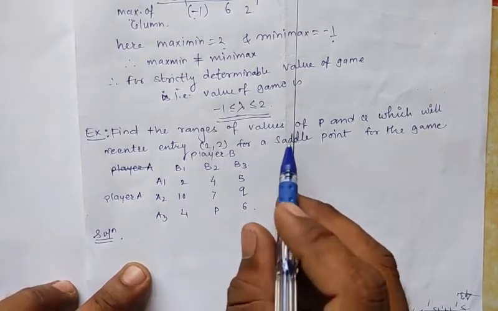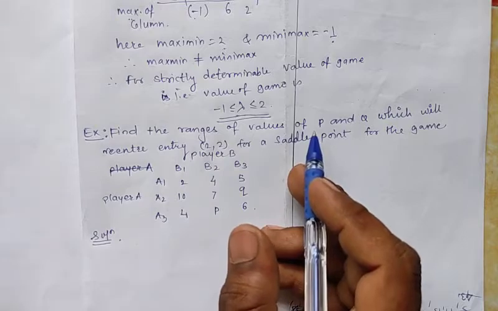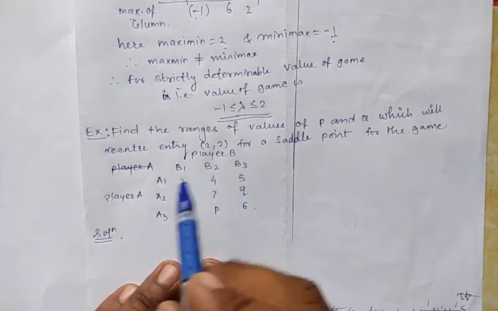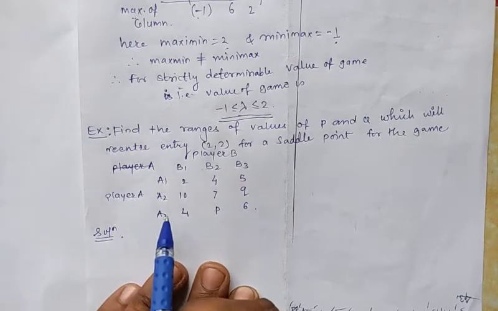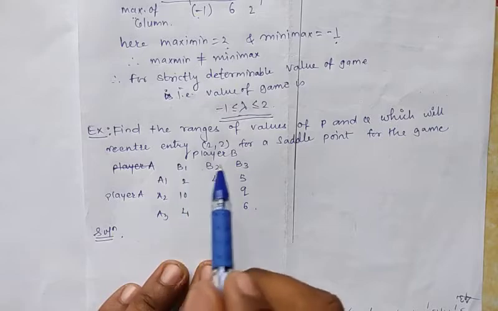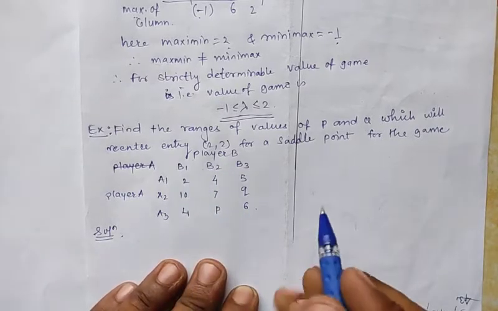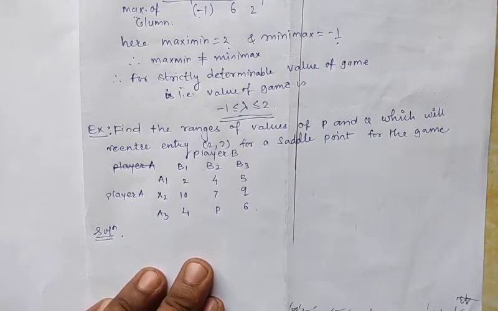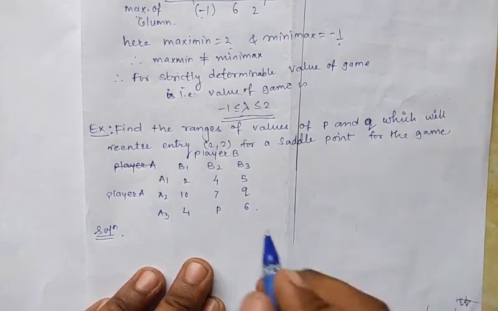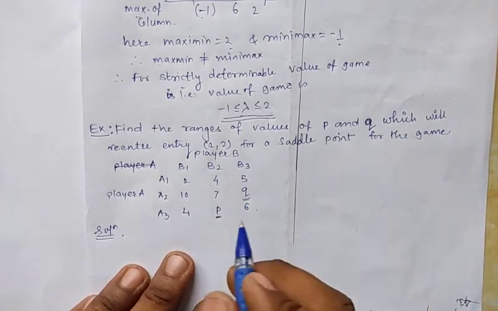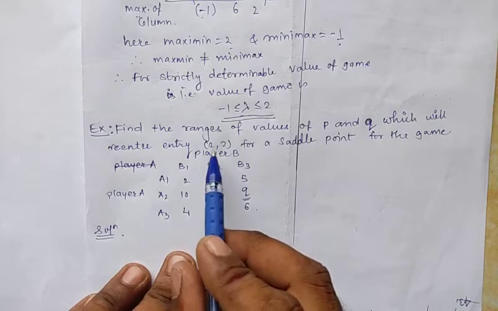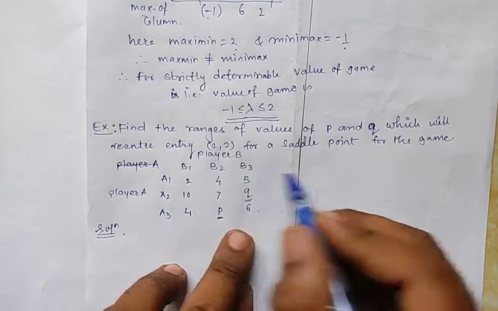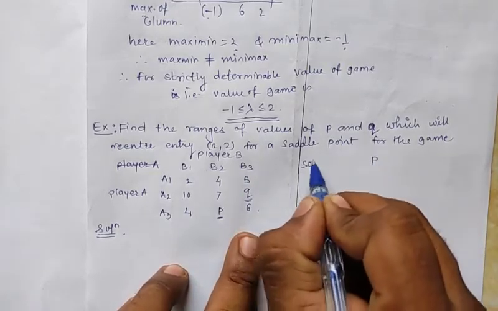Find the ranges of values of P and Q which will render the entry (2,2) a saddle point for the game. We have given player A having strategies A1, A2, A3, player B having strategies B1, B2, B3, and this is a 3x3 payoff matrix. Now to find out value ranges of P and Q. So this is small q. Now let's find the solution.